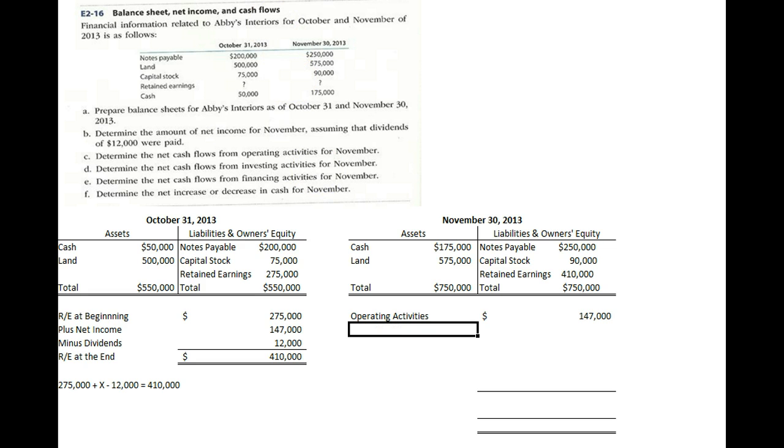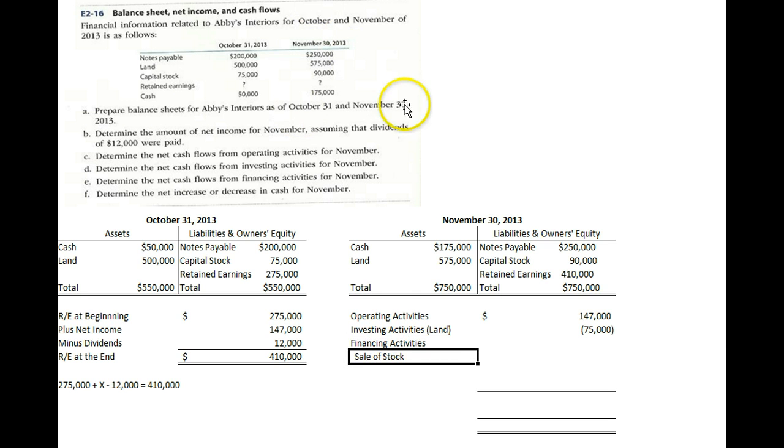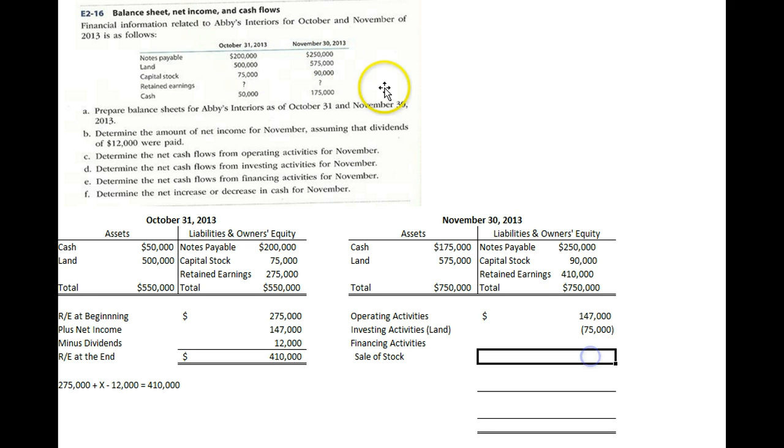Investing activities, well, what did we invest in? We bought the land. It went from $550,000 to $575,000. So that means we spent $75,000. I'll put that in parentheses to remind me that that's a negative number. What about financing activities? Well, a lot of stuff happened as far as financing activities go. First of all, we sold some stock. We went from $75,000 to $90,000. So that means we must have gotten in $15,000.